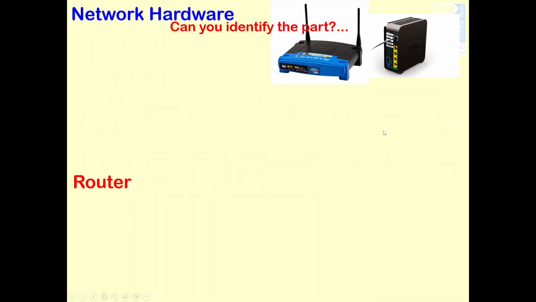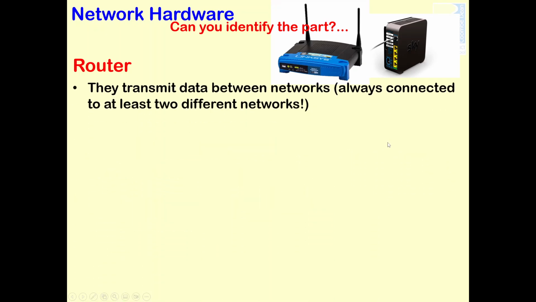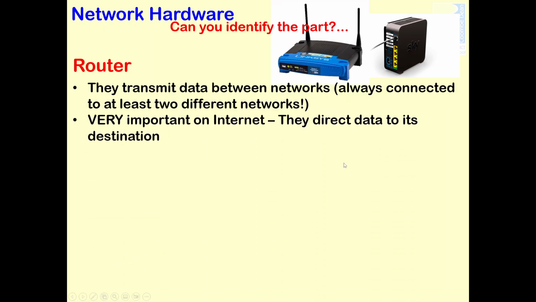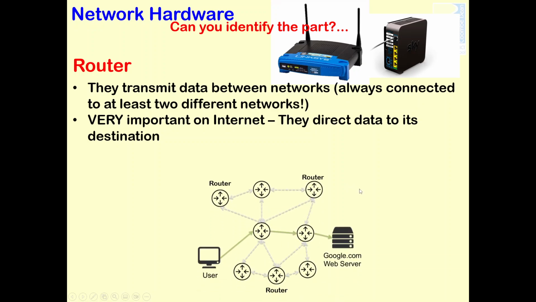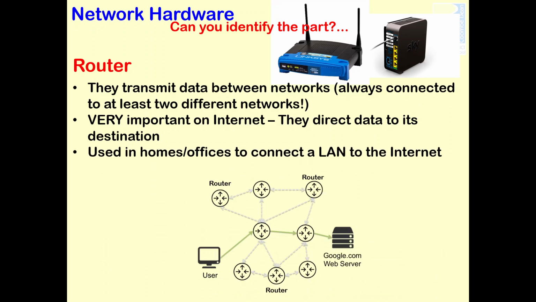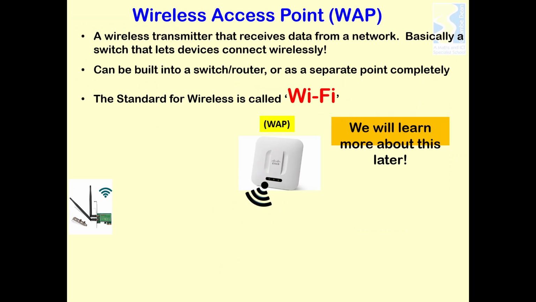And this one here, you might have one of these at home. This is a router. The difference is this transmits data between two dissimilar, different networks. For example, a LAN to a WAN. Okay? Very important on the internet because they direct data between different networks on the internet. And they are used in your home or offices to connect your home LAN, your local area network in your house, for example, to the internet, a WAN. Connecting two different networks together.